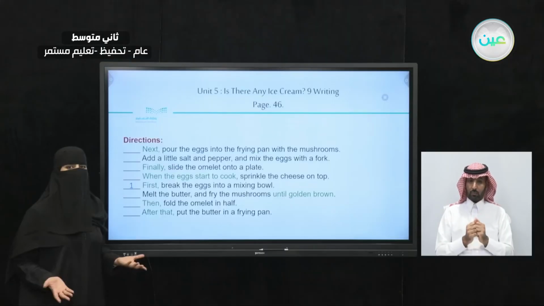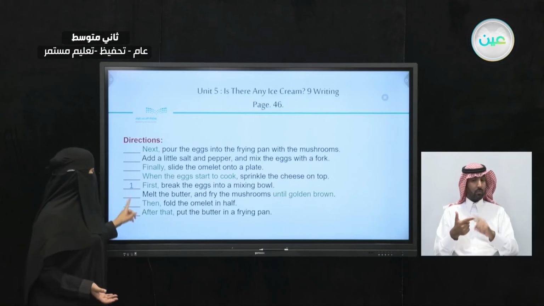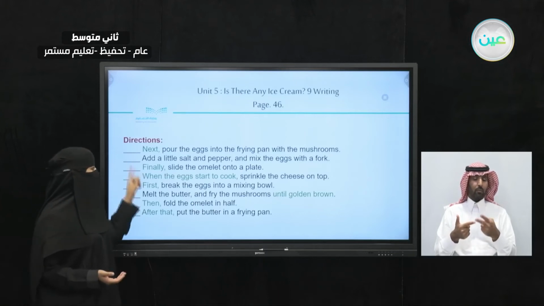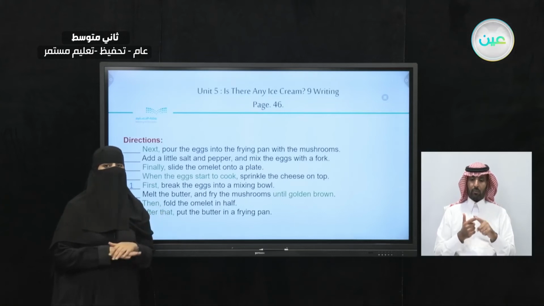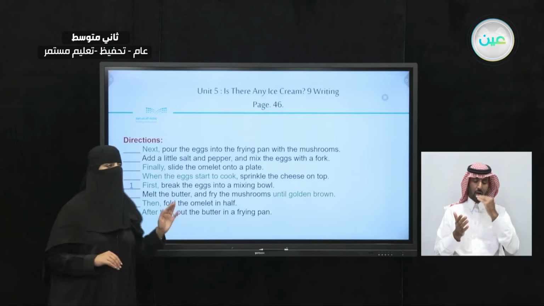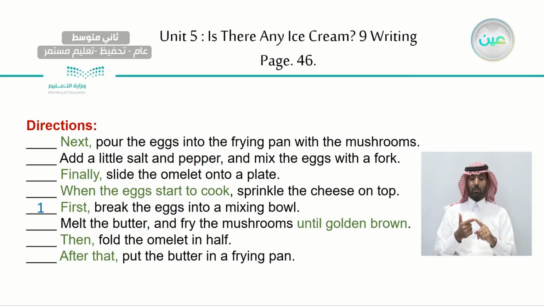Now, what is next? What are we going to do? So let's read the sentences with sequence words, but we're not going to choose finally because finally it's the last step. So here let's read this. Next, pour the eggs into a frying pan with the mushrooms. Add a little salt and pepper and mix the eggs with a fork. Finally, it's not finally, so we're not going to choose finally.